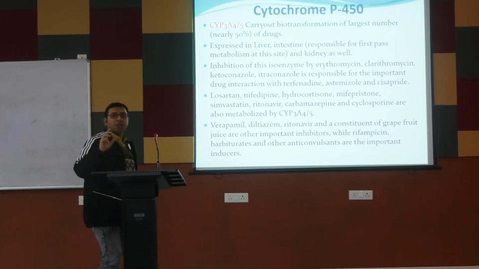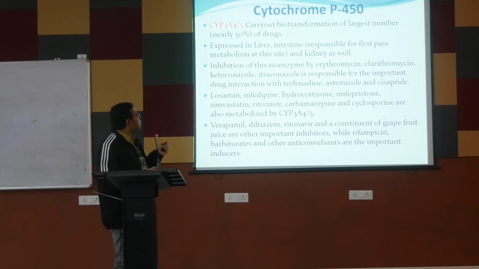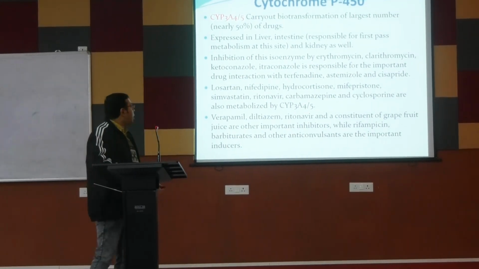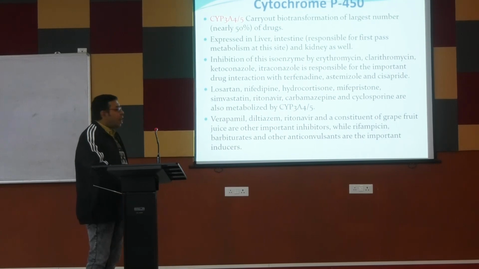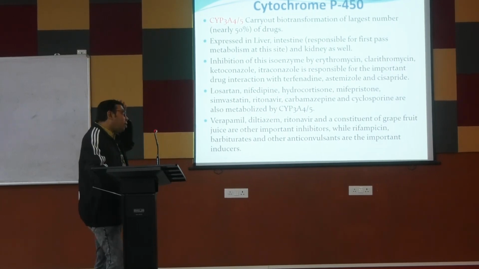You have to remember some drugs, for example, when you write about this cytochrome P450 or cytochrome 3A4, that these metabolize these drugs. Verapamil, diltiazem, ritonavir. Verapamil is basically a calcium channel blocker. It is used as a CVS drug. Diltiazem is similar. Ritonavir is an antiviral drug, and there is also a constituent of grapefruit juice.